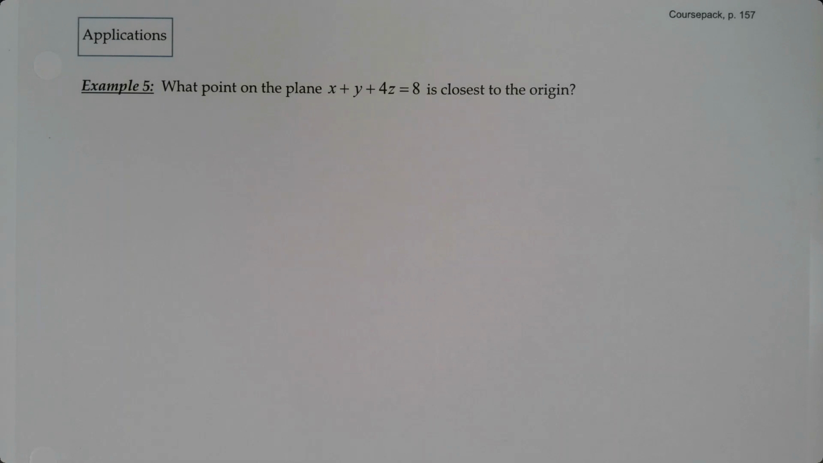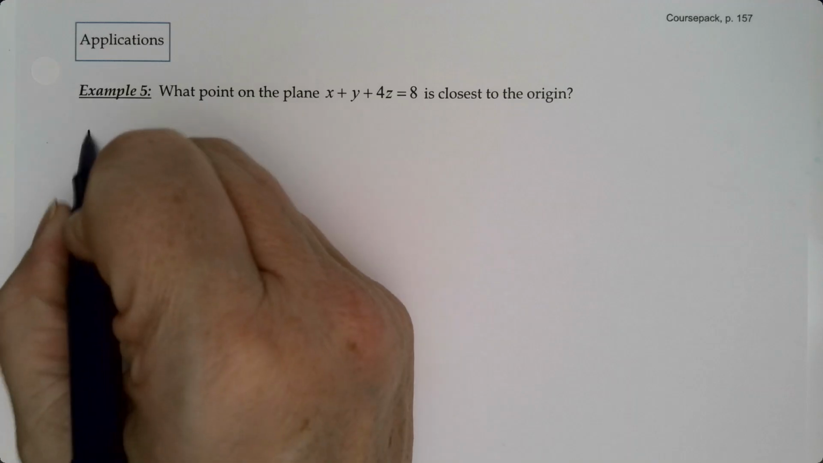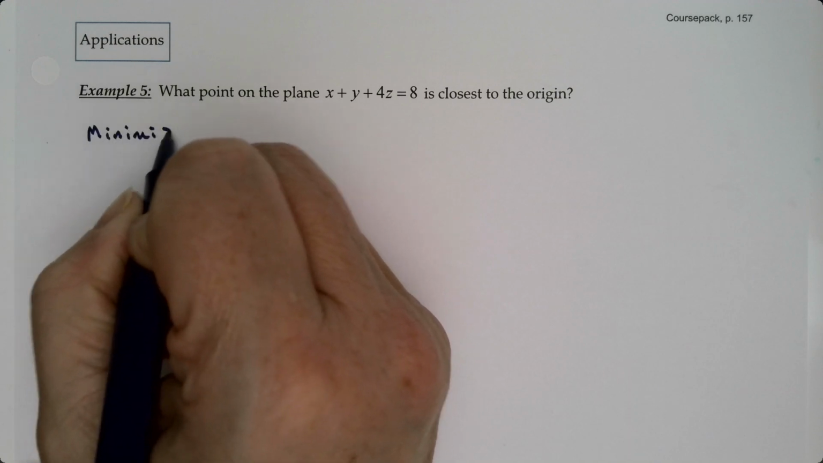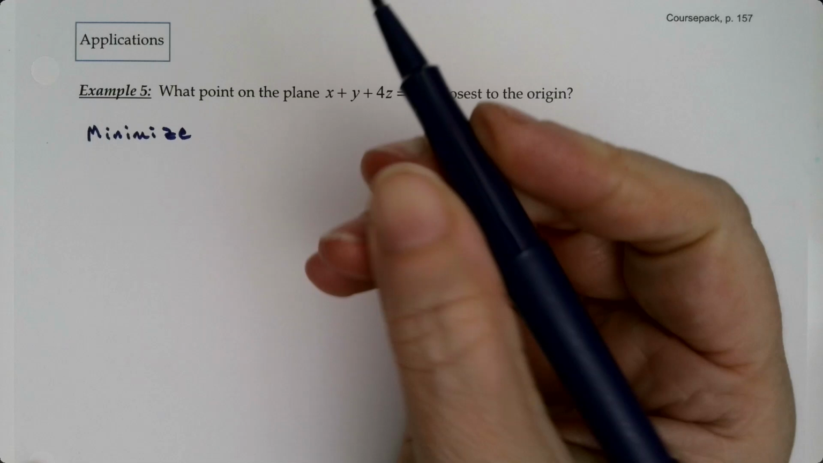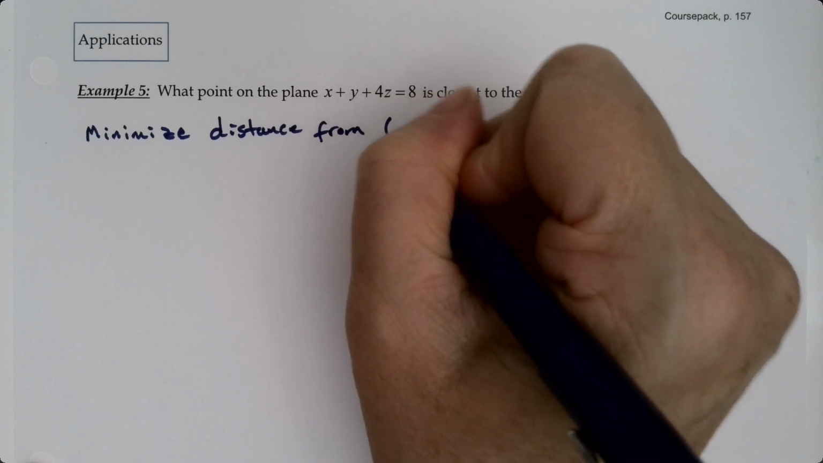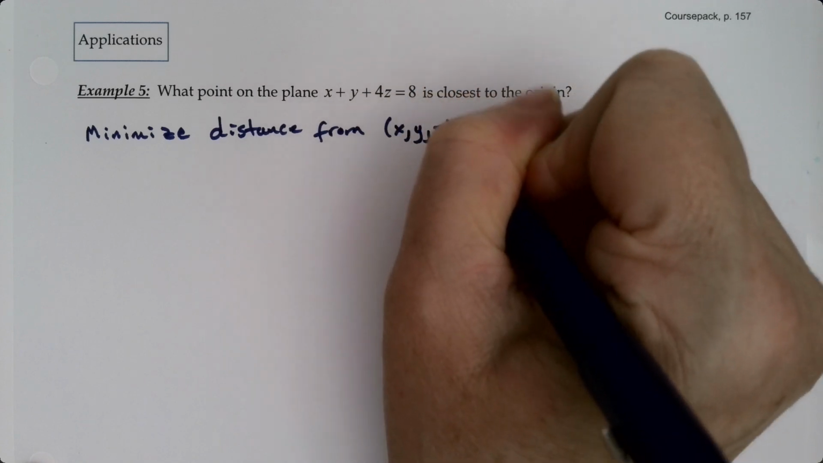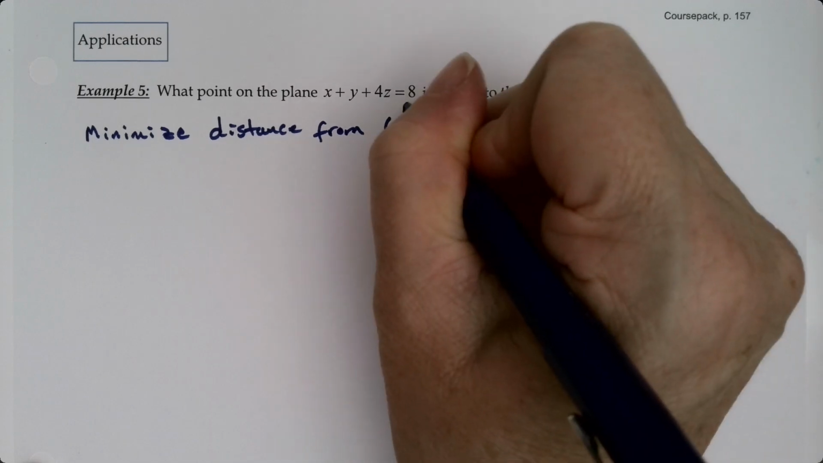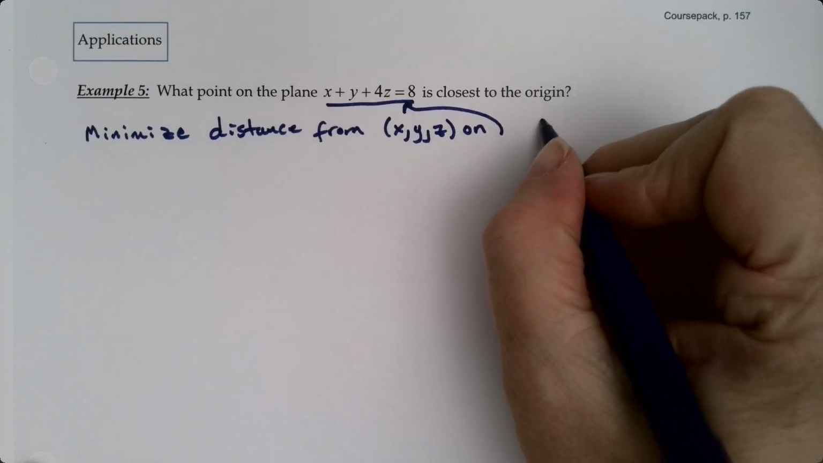So optimization problems are a rich source of application problems for us. So let's spend some time and do a couple applications. Now in this example, we want to know what point on the plane x plus y plus 4z is equal to 8 is closest to the origin. Okay, so we want to minimize the distance from a point x, y, z that is on this plane right here to the origin.